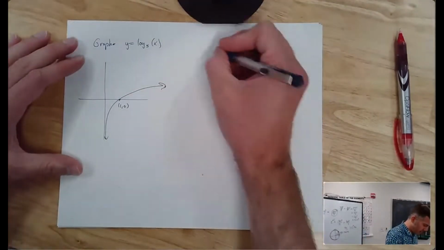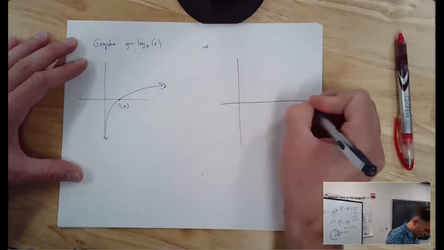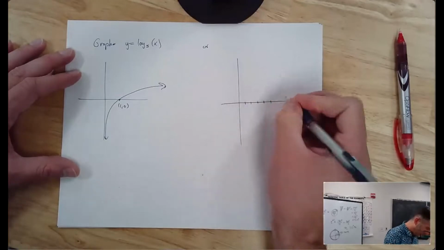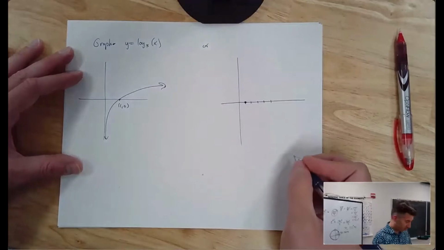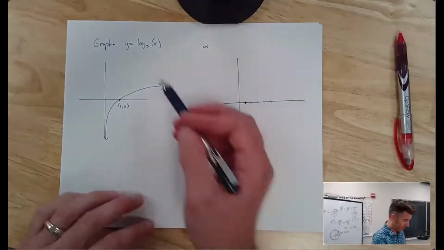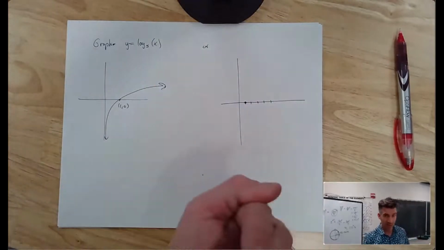If you wanted to draw it better, you could say, okay, James, let me make some marks. I know that I'm going to get the point 1, 0. I'm also going to get the point 5, 1. That's the next easiest point to plug in, is to pick a value of x that's the same as the base. Log base 5 of 5 is equal to 1.